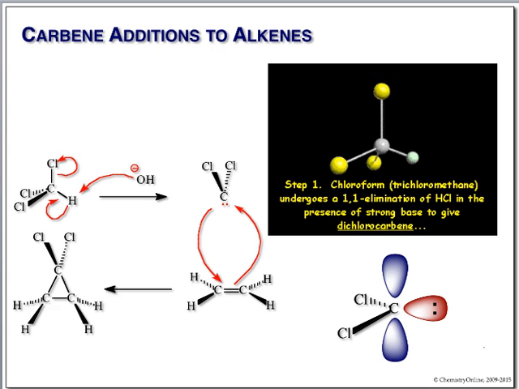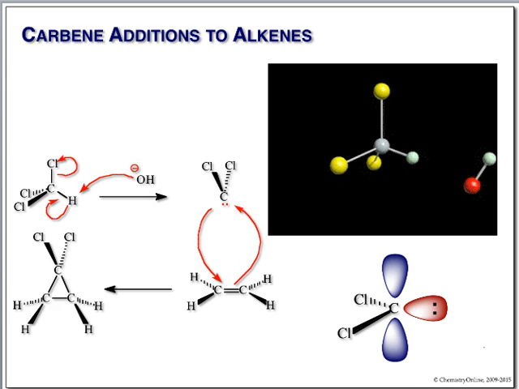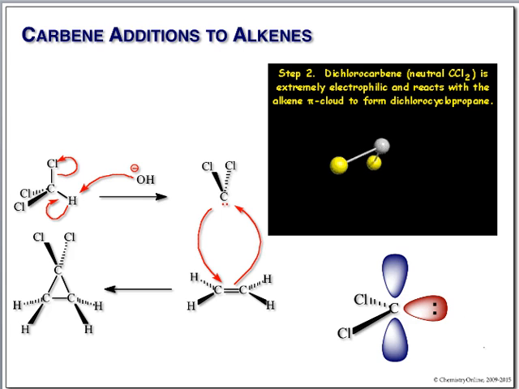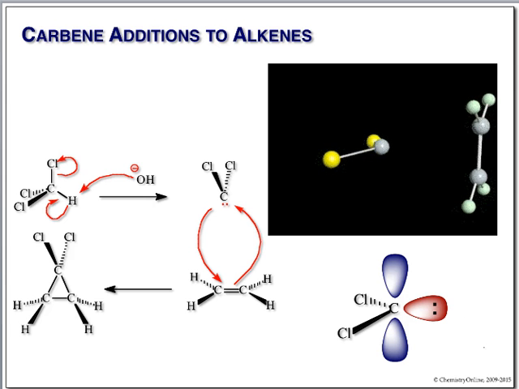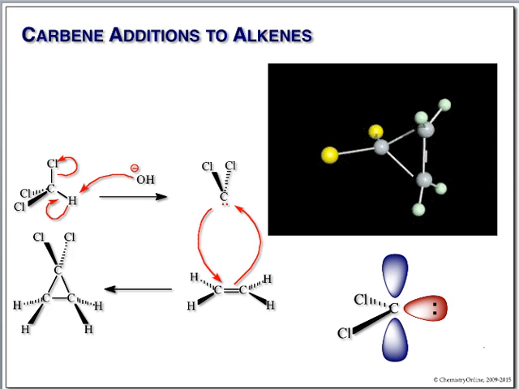Step 1, we make carbene, dichlorocarbene. Step 2, this sits on our alkene pi system. Both bonds are made at the same time, and we get our product.